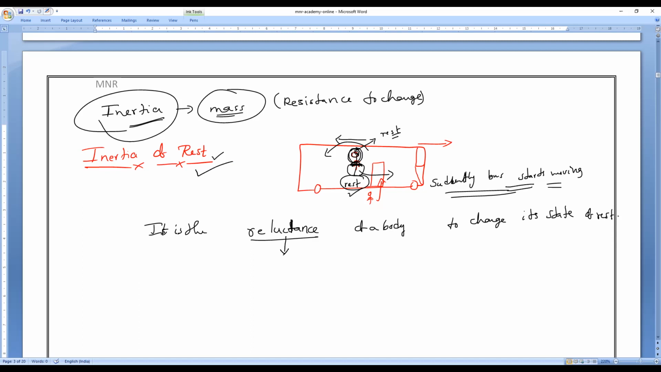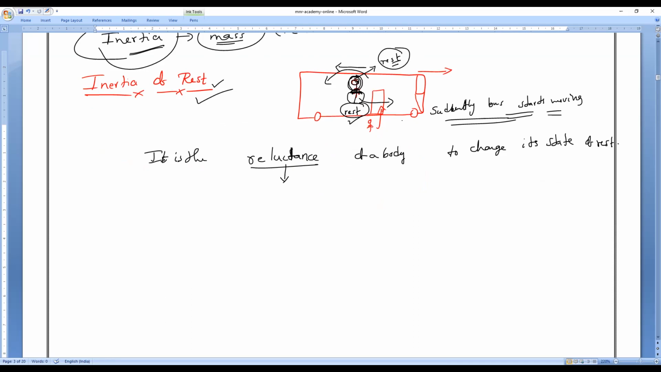Our upper part of the body remains to maintain its state of rest, so that it will fall backward or forward. Everybody, it will fall. Yes, please. It will fall backward. Okay. So that is what.